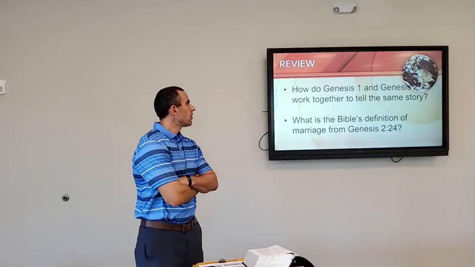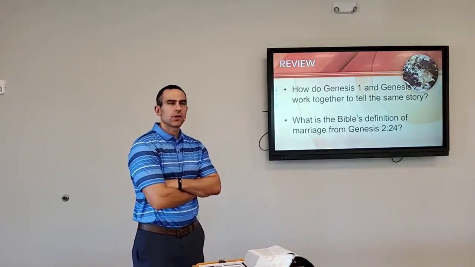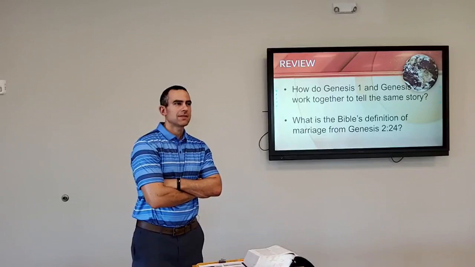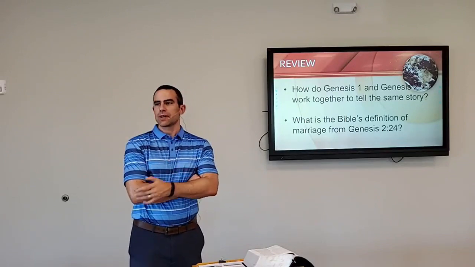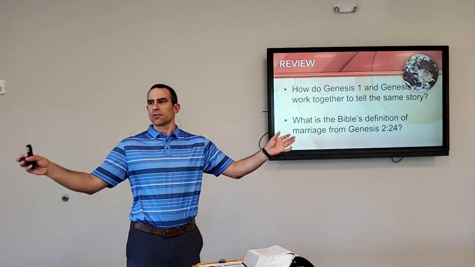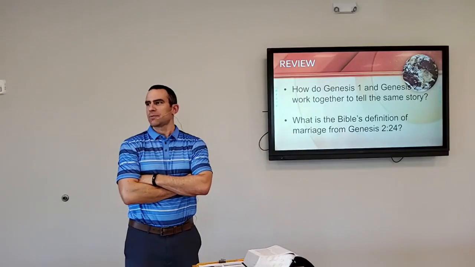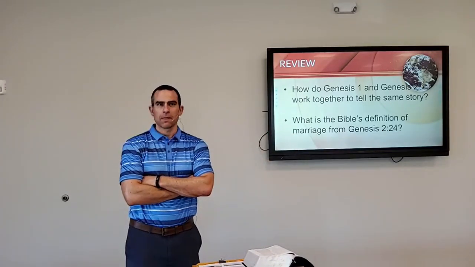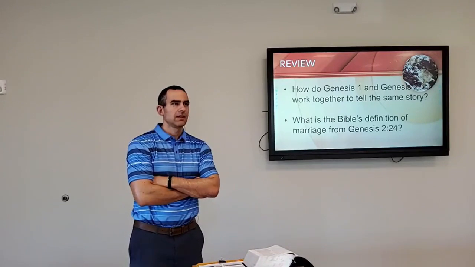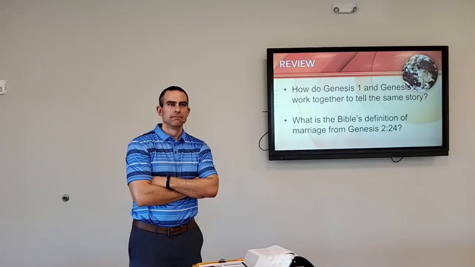How do Genesis 1 and Genesis chapter 2 work together to tell the same story? Someone explain to me how they fit together. I told you that a lot of people today said they don't fit together. This is just two random stories that some guy jammed together in the Bible that don't go together. That's, of course, not what we believe. It's one story. But how do they fit together?